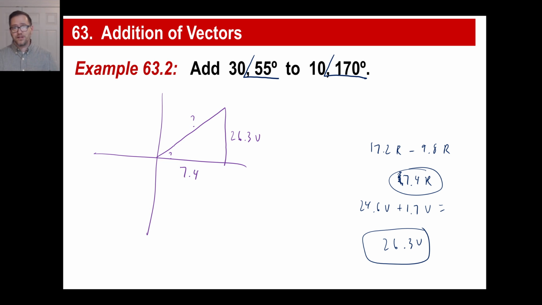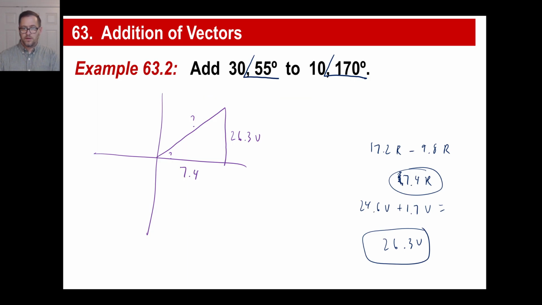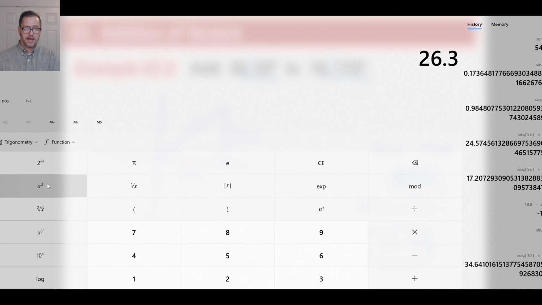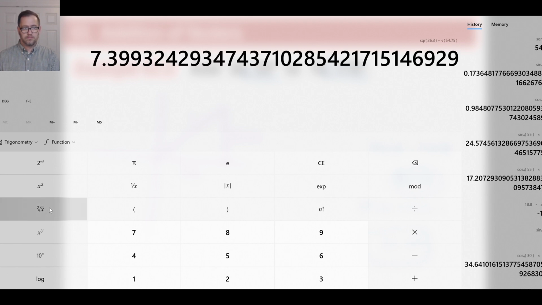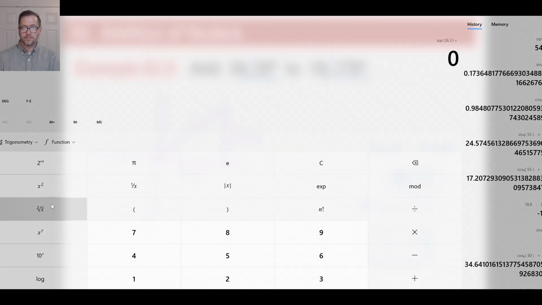Now the length is easy enough, right? This is a right triangle, kind of. So we use the Pythagorean theorem. So we have 7.4, and then we square it, and we get 54.76. Let's just remember that. Then we have 26.3, and then we'll square that. We'll add that to 54.76, and then we will take the square root of that, which gives us, that can't be right. Let's try that again. All right, 7.4 squared gives us 54.76.